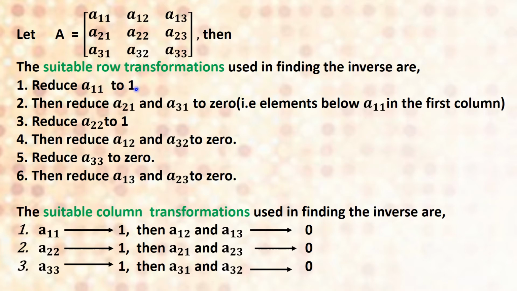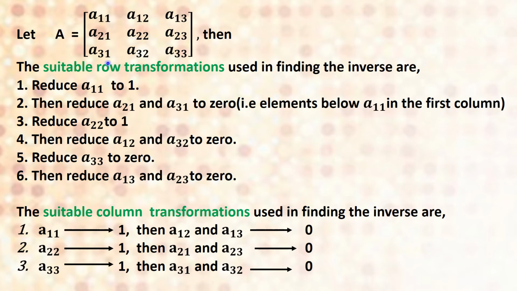Sometimes the given matrix contains the first element as 1. There we don't do this step. Now, after making this first element into 1, we will go to the next step as reduce the A21 and A31 element, that is the elements below this 1, into 0. So to make this 0, we will follow some particular row transformations. Now, after doing this, we will leave this first row and then we consider the second row, second element, that is A22. Then A22 into 1.